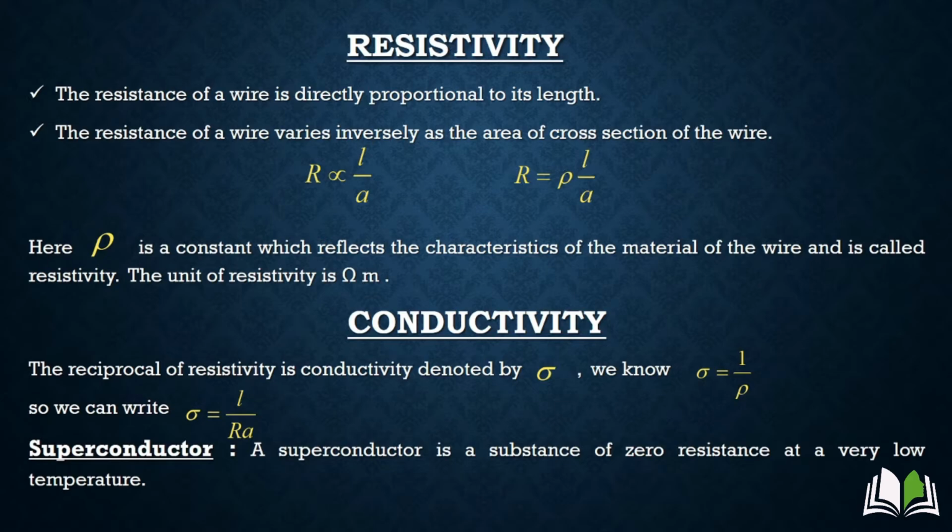Last we are going to talk about superconductors. This is a special type of conductor. A superconductor is a substance of zero resistance at a very low temperature. For example, mercury below 4.2 Kelvin, lead below 7.25 Kelvin and niobium below 9.2 Kelvin are superconductors. Superconductors are not in common use since it is very difficult to achieve such a low temperature. However, they can be very useful if it is possible to obtain them at room temperature.